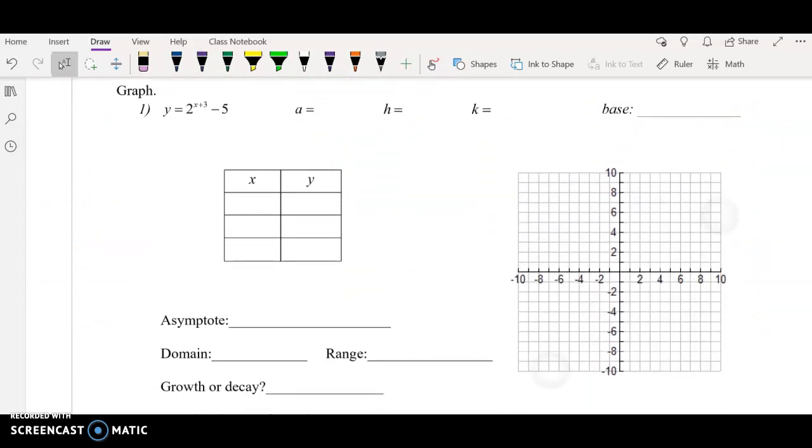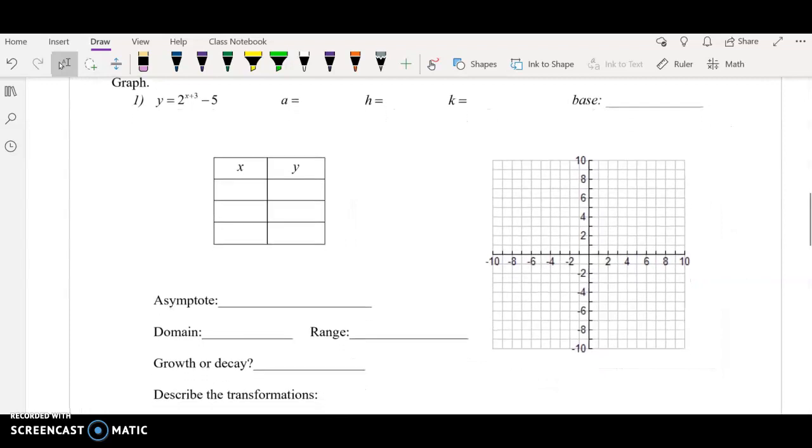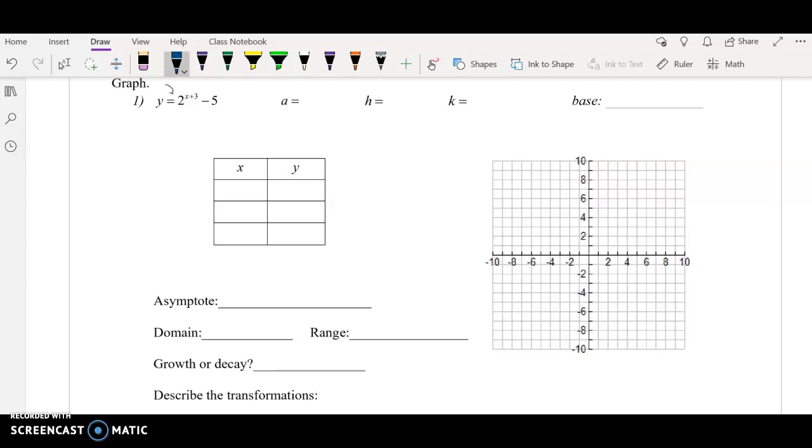The first thing we want to do when looking at this is to identify A, H, and K and the base. So A is normally out in front here. Since there's nothing there, A is going to be 1, which means there's no vertical stretch and there's no reflection over the x-axis.